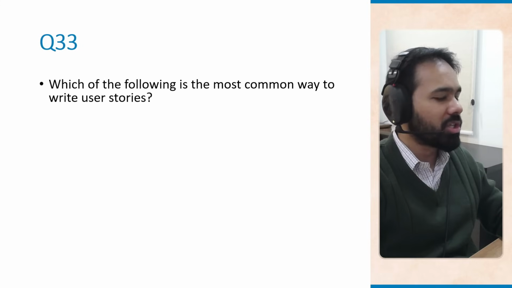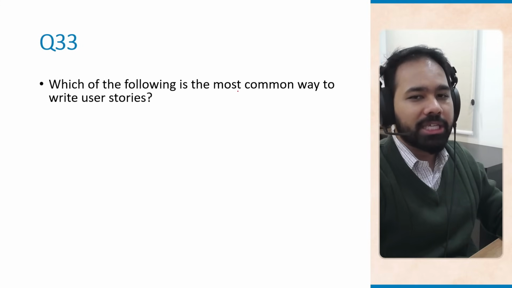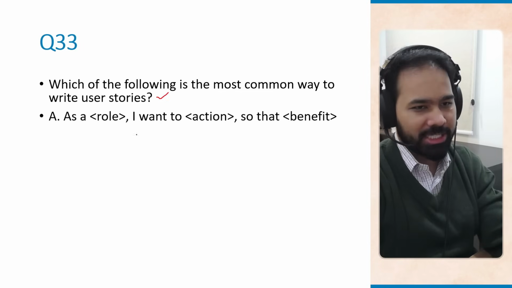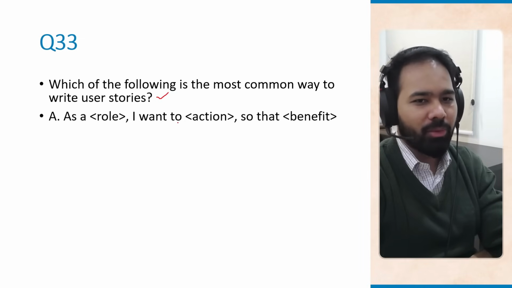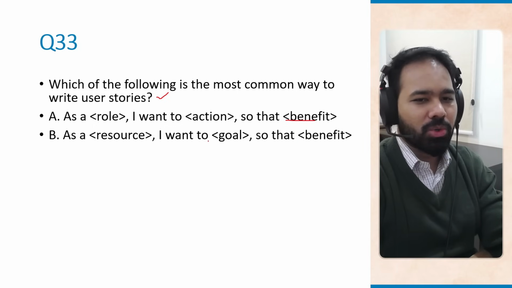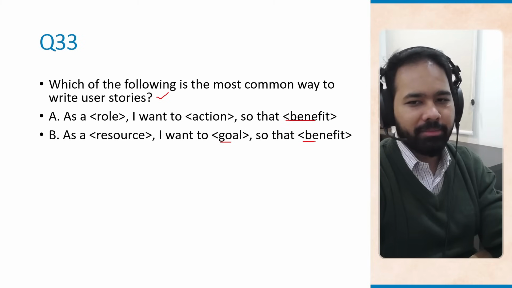Okay, question number 33. Which of the following is the most common way to write user stories? As a role, I want to action so that some benefit, right? As a resource, I want to goal so that benefit.